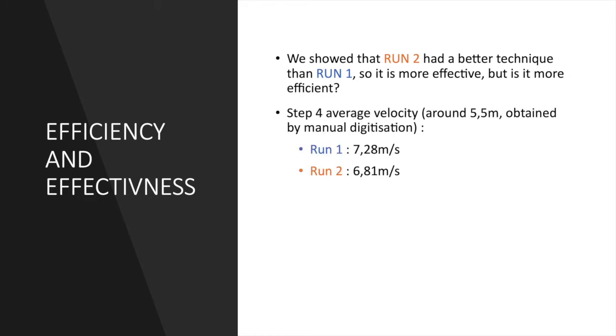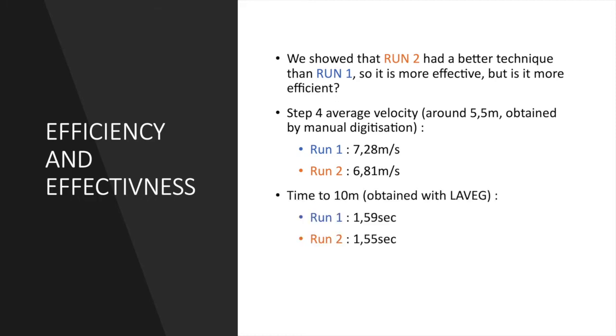Well, the step 4 average velocity, which is around 5.5 meters, was obtained by manual digitization, and in run 1 it is around 7.3 meters per second, when in run 2 it is 6.8 meters per second. But the time to 10 meters obtained with Lavrig speed radar is 1.59 seconds for run 1 and 1.55 seconds for run 2.